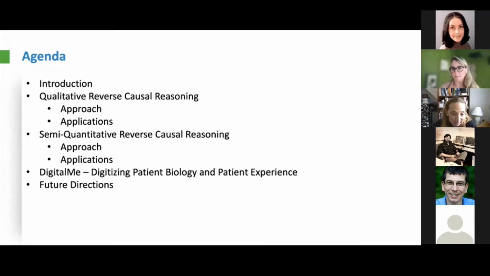And a lot of the work that I did at Solventa was using this approach. And after that, I'll talk a little bit about Digital Me, which was the work that we did at Patients Like Me, where we were trying to digitize patient biology and the patient experience alongside molecular data. And then we'll talk a little bit about future directions.